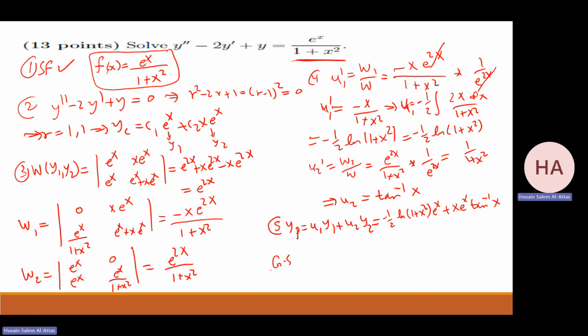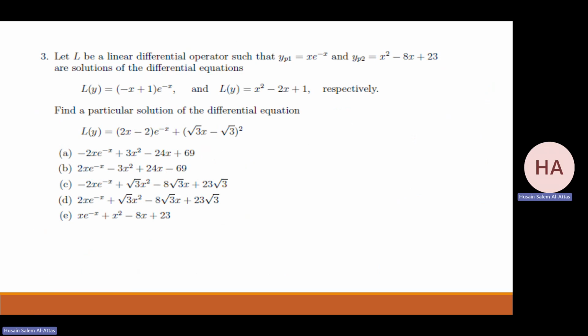What is my general solution? YC plus YP. You can write YC and you can write YP. It's up to you. Okay. Let it be a linear differential equation so that YP1, for sure, I need this superposition principle. Okay. Let me check. This is f of x. This is g of x.